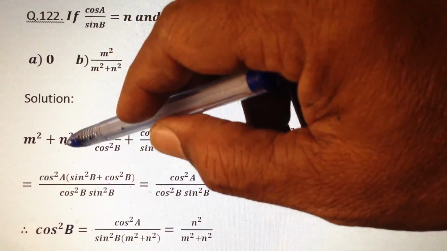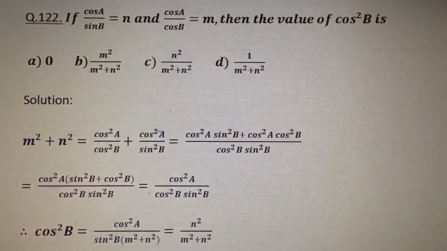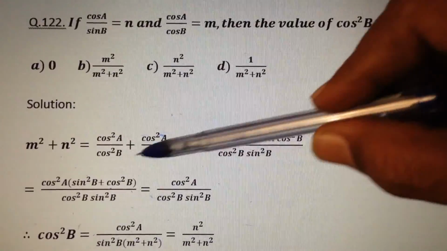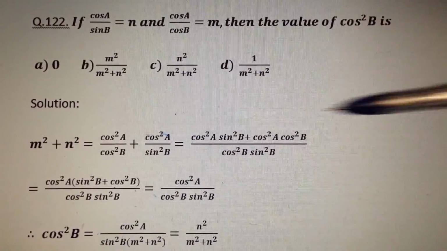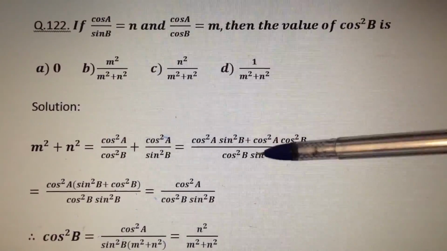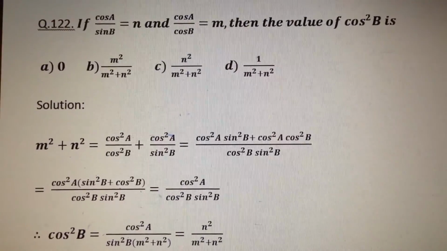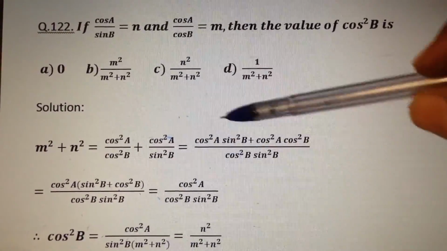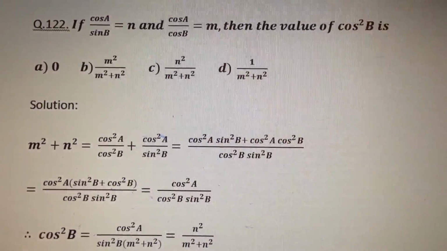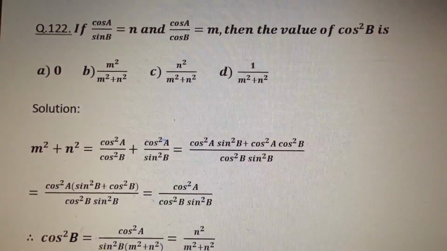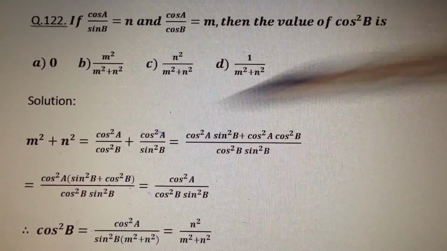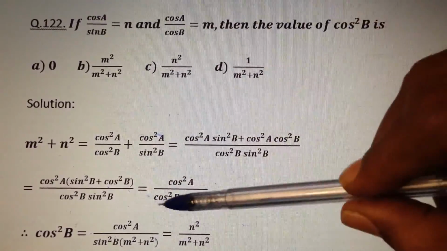Therefore, m square plus n square is equal to cos square A by cos square B plus cos square A by sin square B. And cos square B sin square B is the LCM here, and this is equal to cos square A sin square B plus cos square A cos square B by cos square B sin square B. Take out cos square A as common factor here. This can be written as cos square A into sin square B plus cos square B by cos square B sin square B. We know that sin square B plus cos square B is equal to 1. Therefore, this can be written as cos square A by cos square B sin square B.